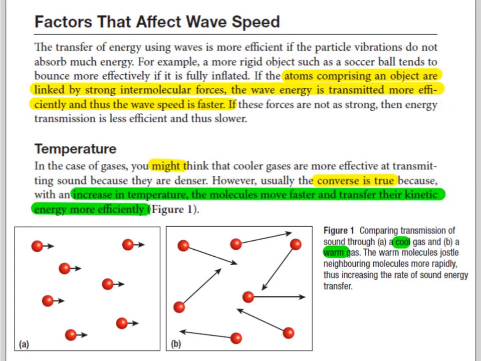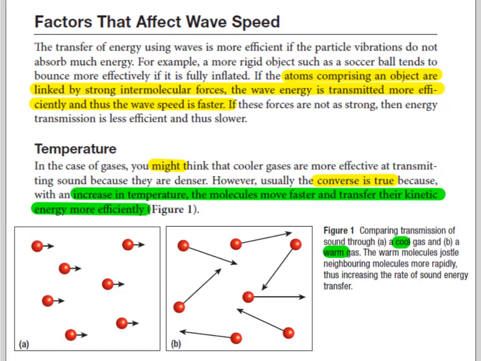Okay, this is just a little tidbit of information that's kind of important to know. Factors that affect wave speed, we've already talked about. The medium is important, so if things have strong intermolecular forces, so solids in particular, liquids can be very tight together in the same way, they tend to transmit energy more effectively, more efficiently, and you get faster wave speeds, longer distances they can travel, those types of things.